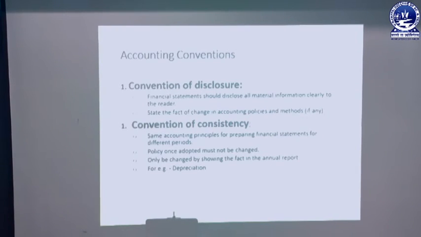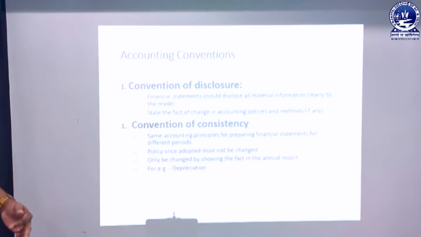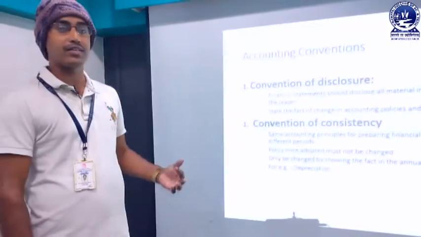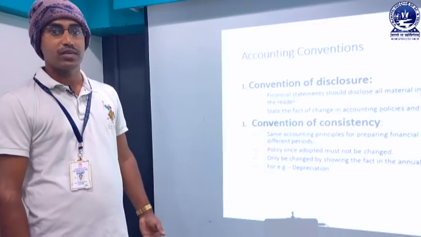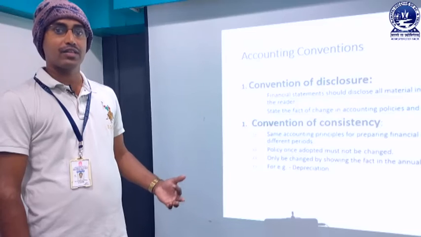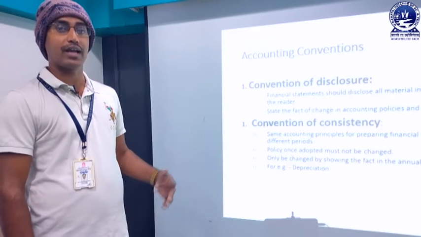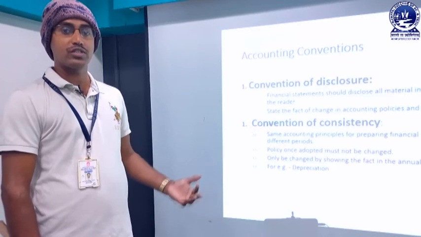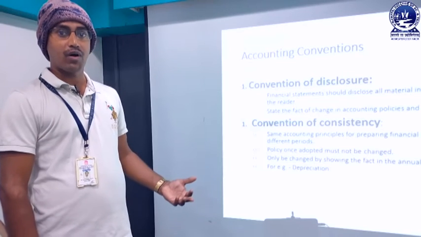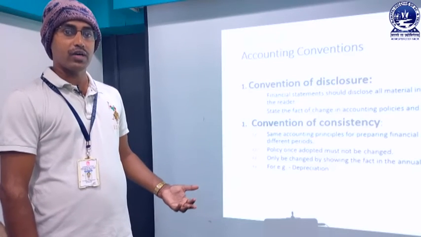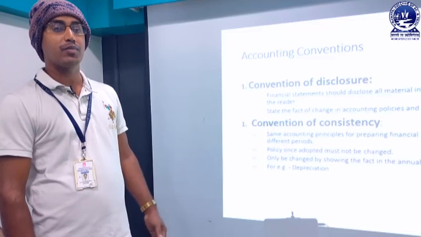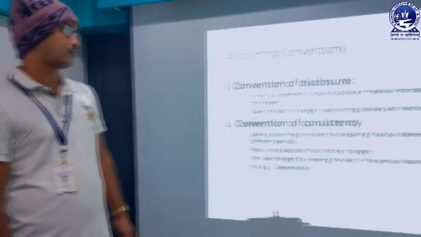The first one is the convention of disclosure. That represents that financial statements should disclose all material information clearly to the reader. State the fact of a change in accounting policy and methods, if any. So disclosure means we have to disclose or inform everything that happens or that affects the business. Whatever the transaction related to income or expenses, if it affects the business, we must disclose it, we must represent it in the form of a report or information to the accountant at the time of preparing the financial statement.